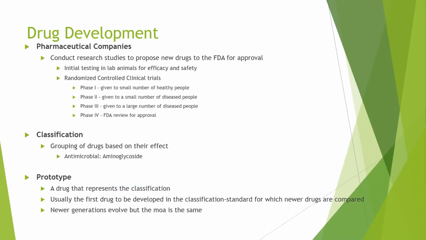With each of the classifications, you're going to have a prototype. A prototype is a drug that represents the classification. It is usually the first drug to be developed in the class, and it is the standard to which newer drugs are compared. Newer generations will evolve over time, but the mechanism of action is going to be the same. When we learn our classifications of medications in this course, you will be asked to know the prototype of that class of medication.